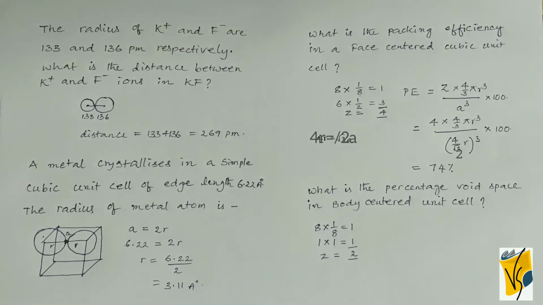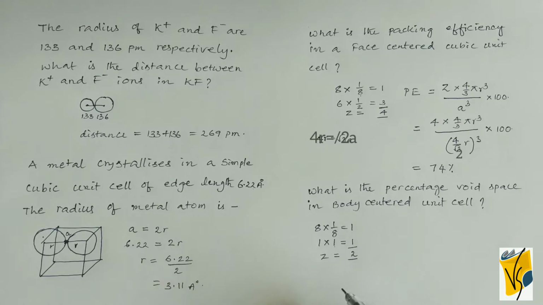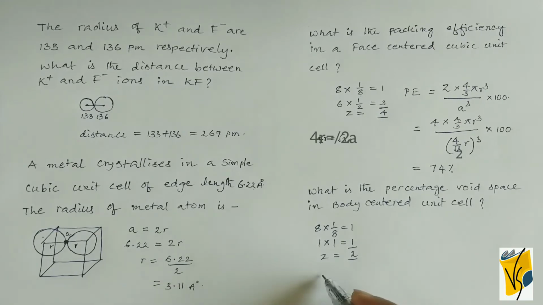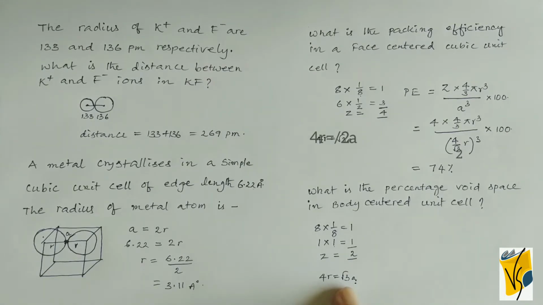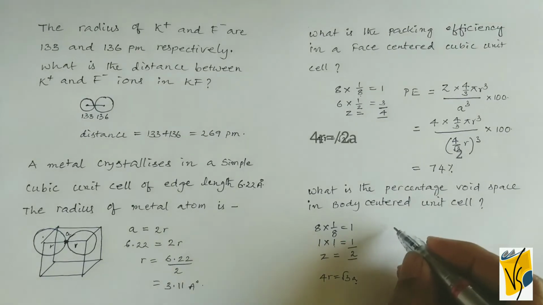Now what is the relationship between edge length and radius of the atom? Again here, 4r is equal to root 3a. This is the relationship between edge length and radius of the atom. This we have to remember, right? Now what is the packing efficiency?